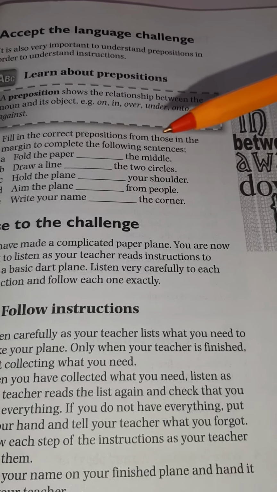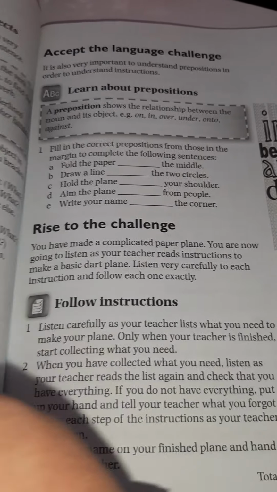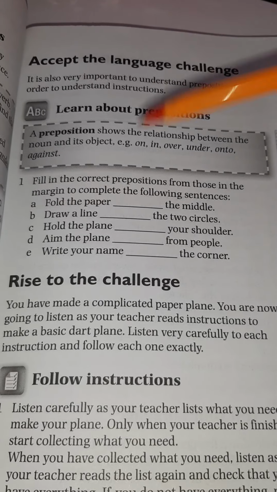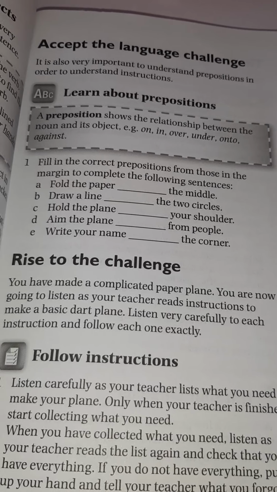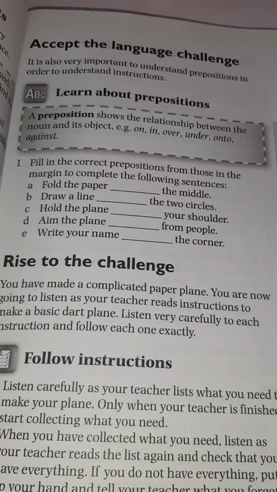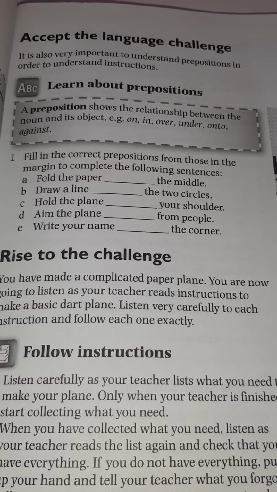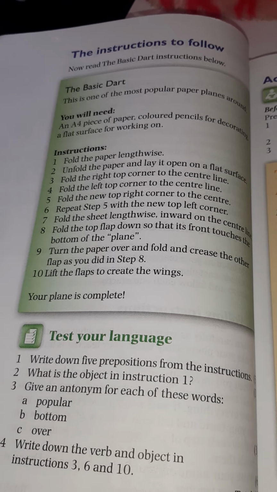Draw a line between the 2 circles. If you don't know the answer, page back to your instructions. Hold the plane between, down to your shoulder. Aim the plane away from people. The last one you can complete by yourself.